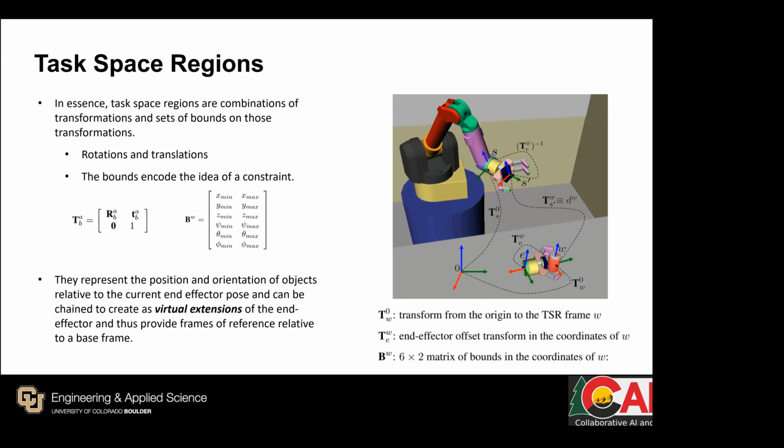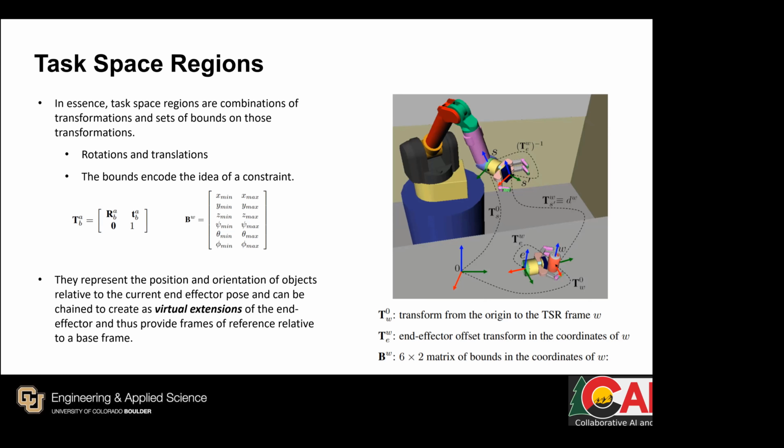So let me just real quick describe this picture here. Essentially we have some global frame of reference, 0 or O. We have the transformation from that reference to the end effector's base. And given the expected end effector position relative to the object, we can use that inverse to get the current end effector's offset.